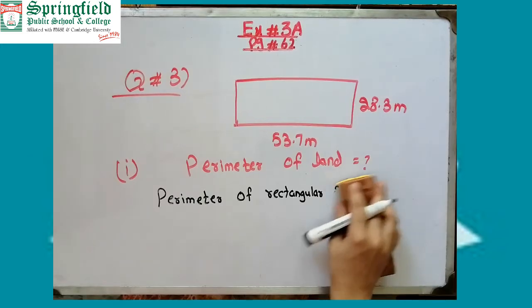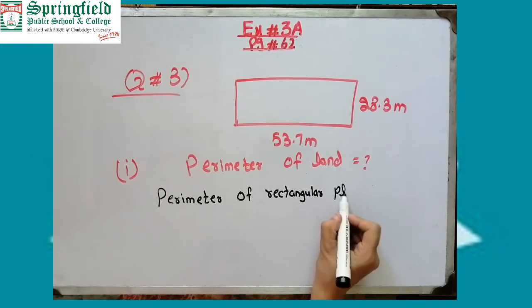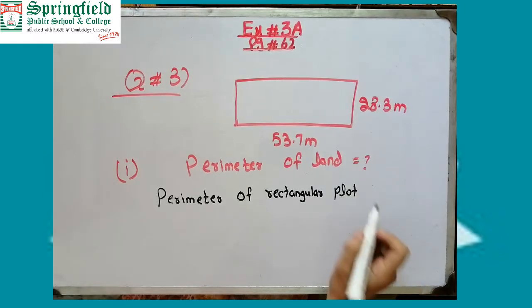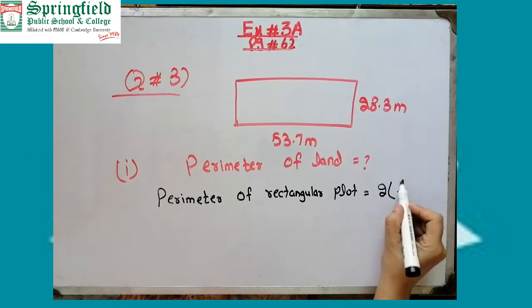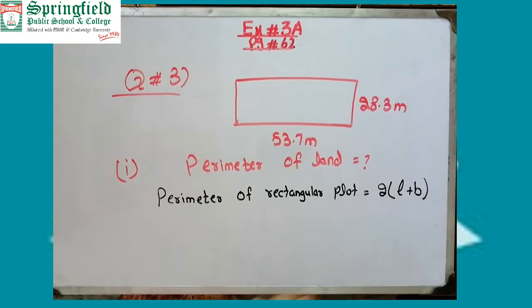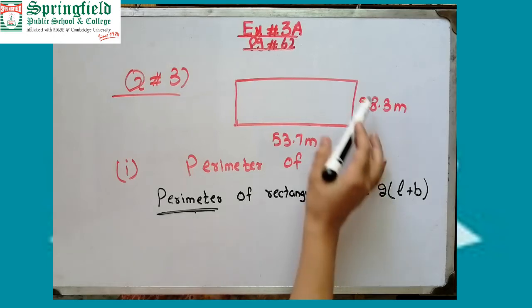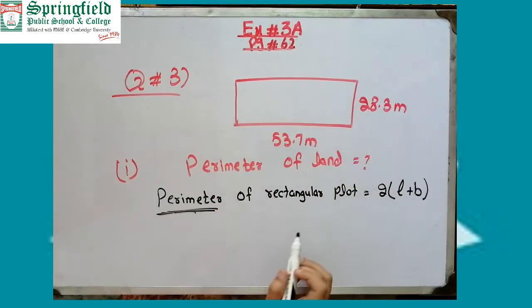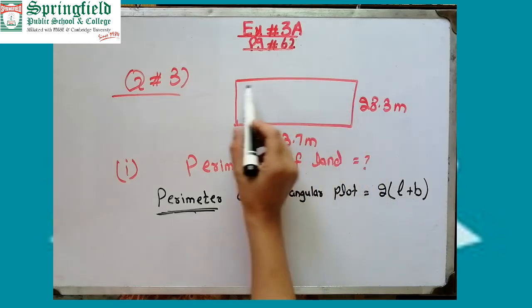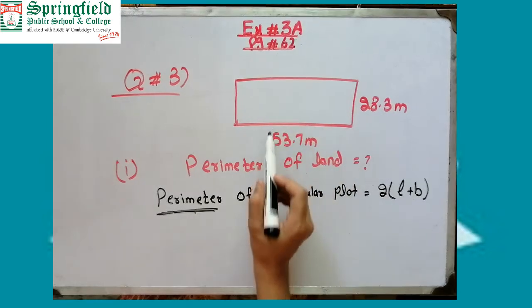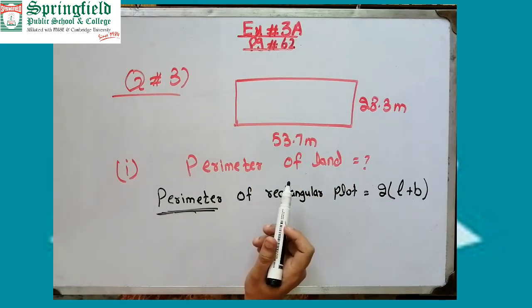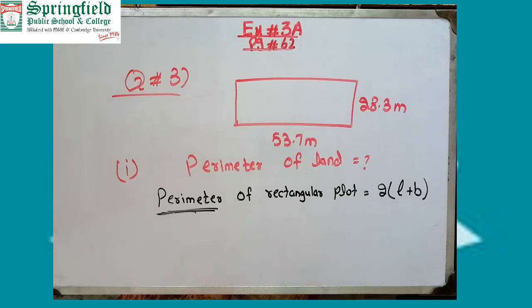Or you can write rectangular plot is equal to 2 into length plus breadth. How? Perimeter means the sum of outer sides of rectangular plot. As we know that rectangular shape has two pair of same length or two pair of same sides.